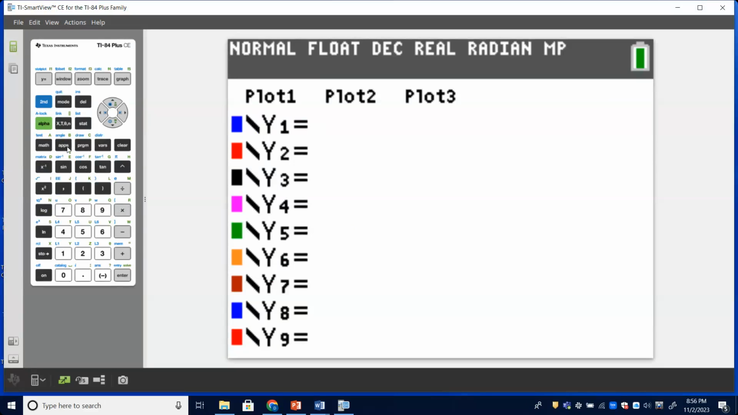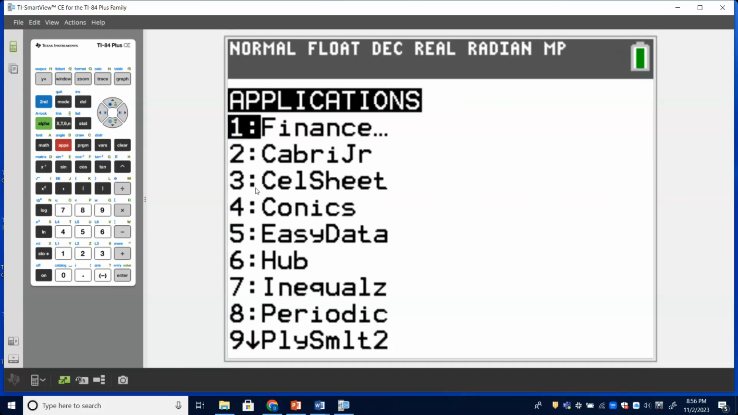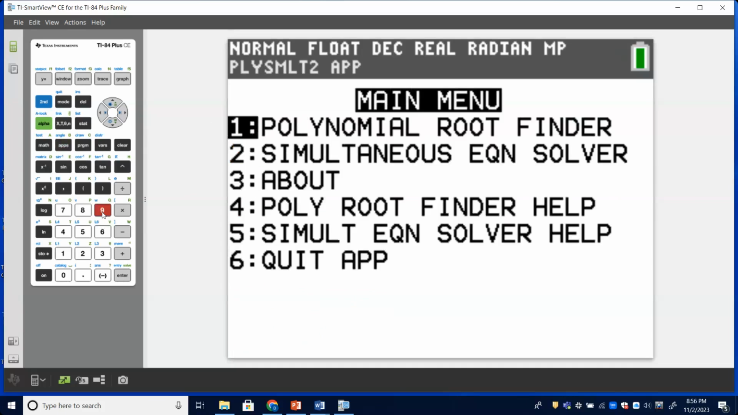On the 84, you have stuff in the applications that actually is useful, and really it's number 9. That is the one that should be used quite often, because the Inspire has this available, which is how we find simultaneous equations, and the polynomial root finder. That sort of thing is really important for them to go over, just to help you out.